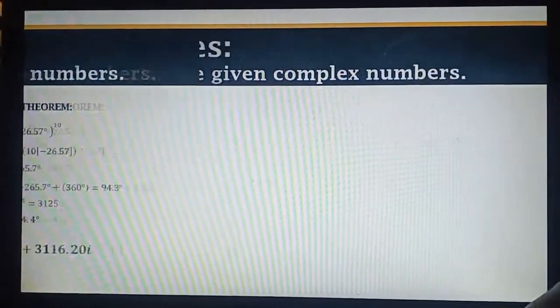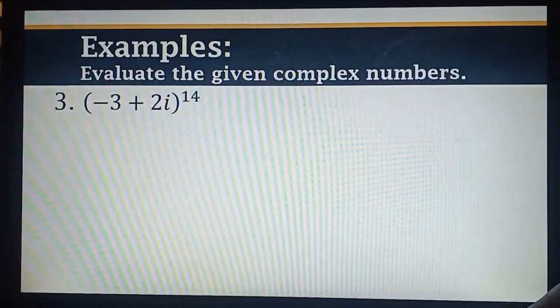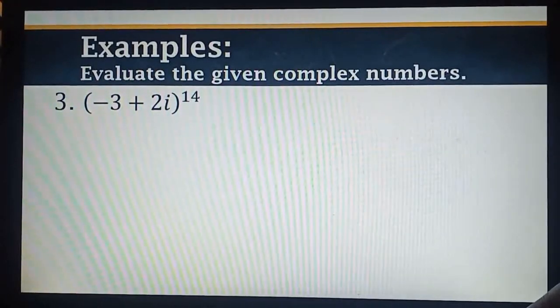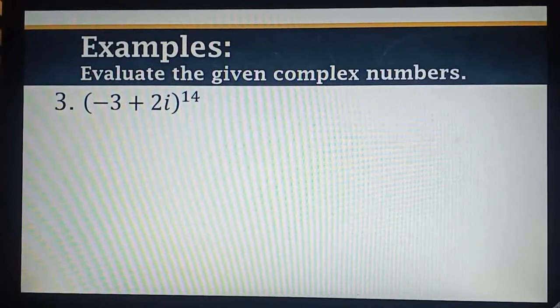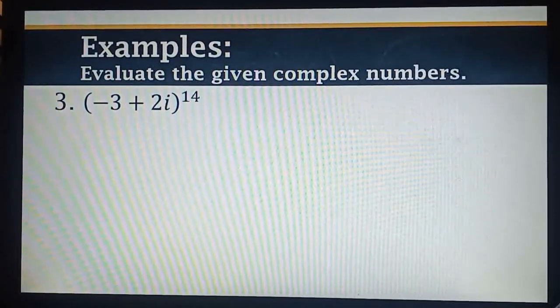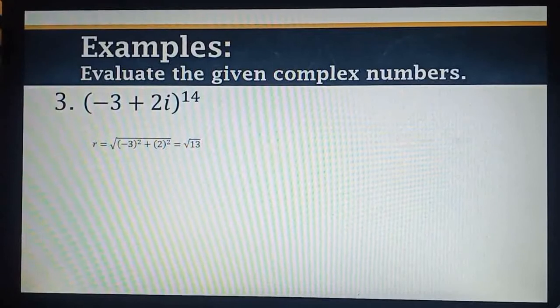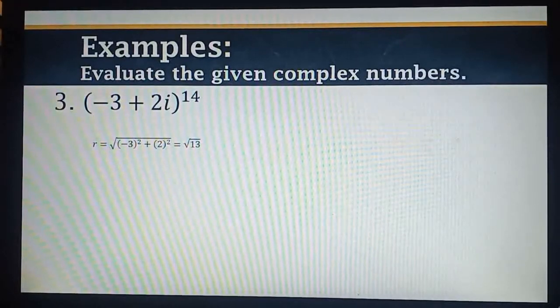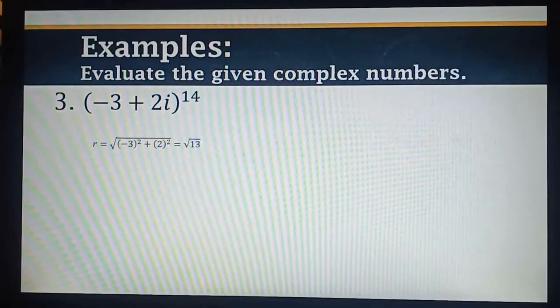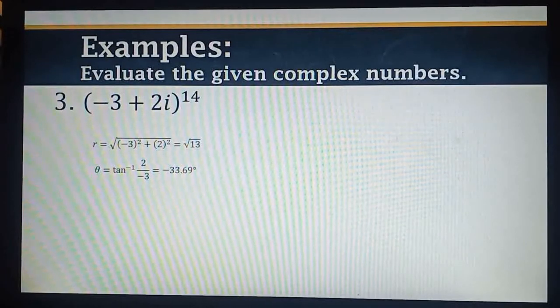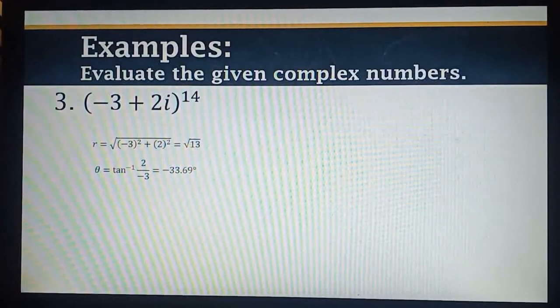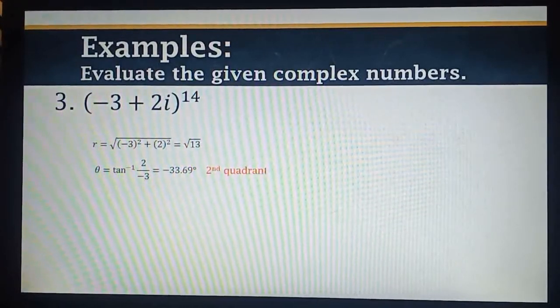Next example, example number 3, you will have the quantity of negative 3 plus 2i raised to 14. So we will convert negative 3 plus 2i into polar form. So getting the r, you will have negative 3 squared plus 2 squared, and that is equivalent to square root of 13. And the theta is arctan of 2 over negative 3, which is negative 33.69. But the location of your angle is the second quadrant.